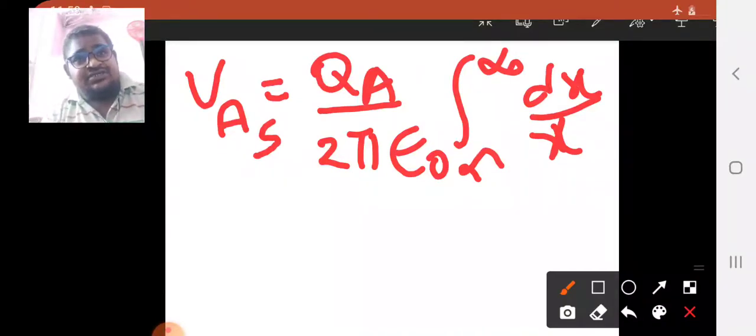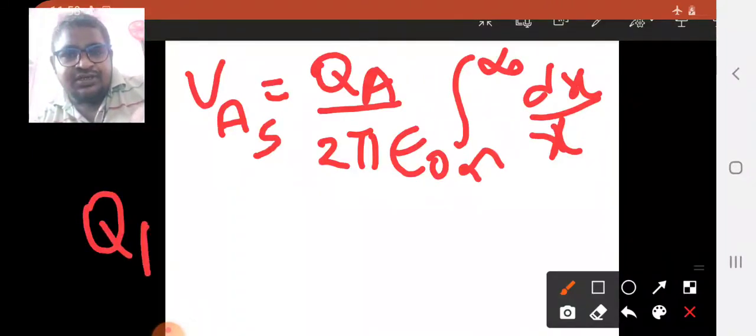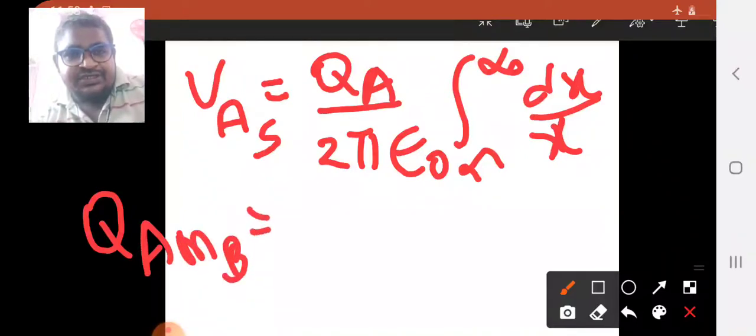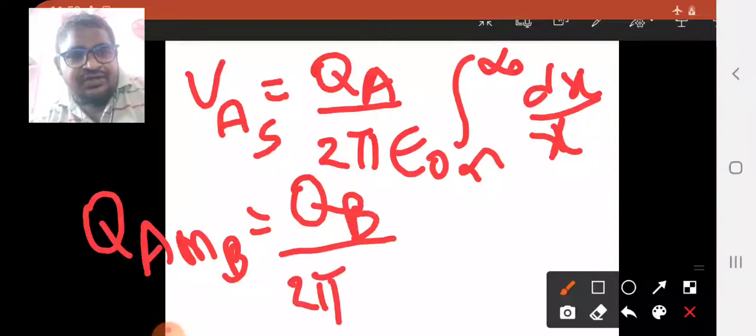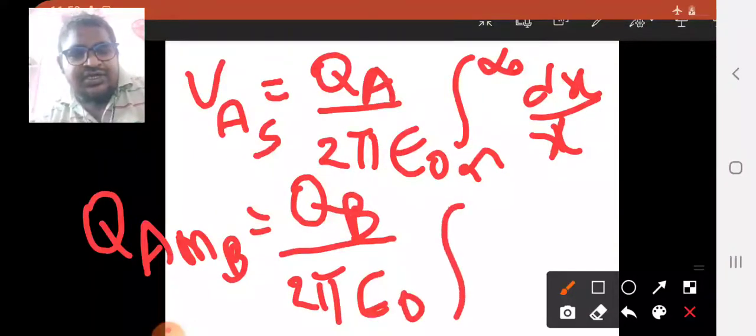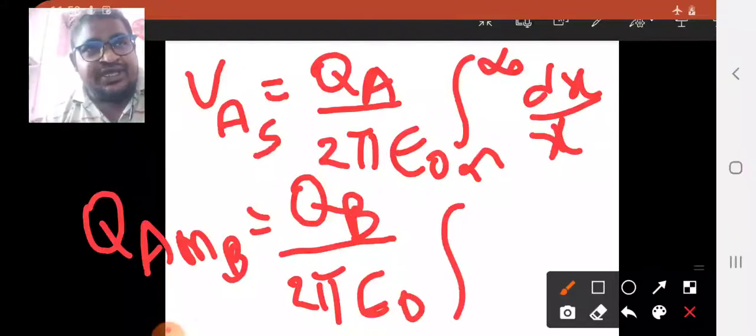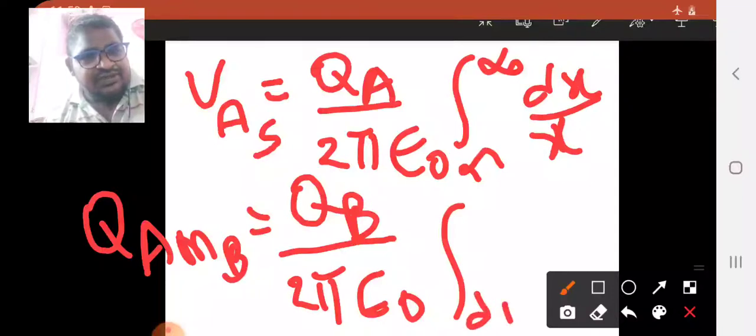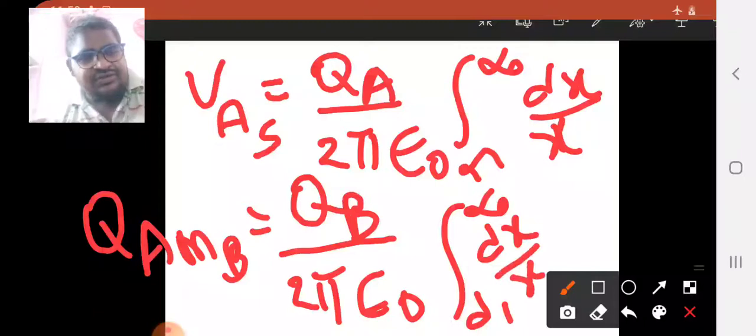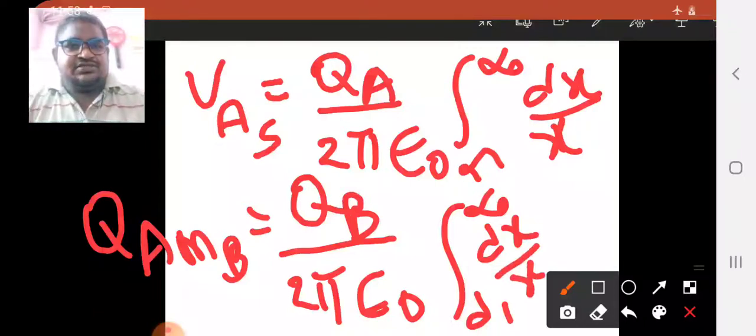Next, due to the mutual charge, that is QAM, the mutual B charge, this will be QB by 2 pi epsilon naught into integral. Let us assume the distance between A and B is small d1, so it is d1 to infinity dx by x.